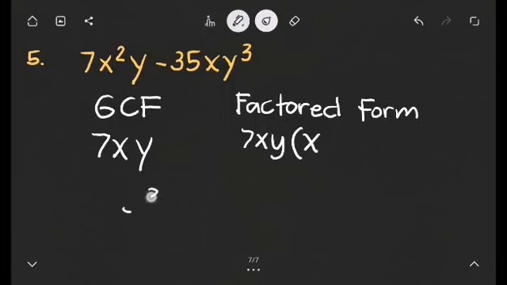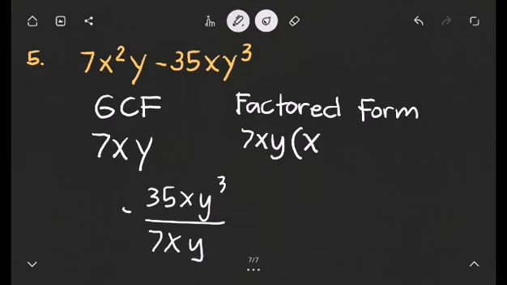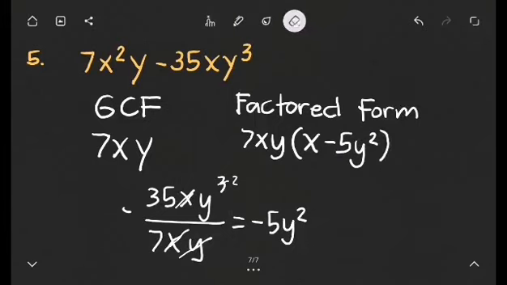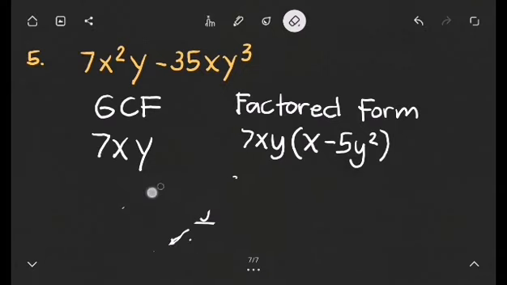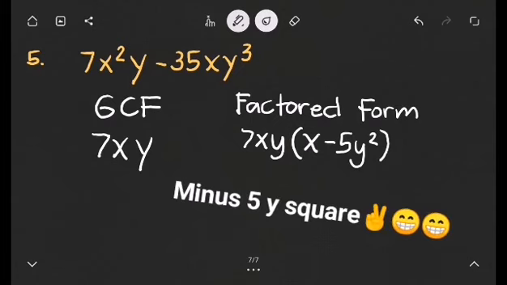So, ang second term natin is negative 35xy cube divided by the GCF 7xy. So, 35 divided by 7, we have negative 5. X divided by X, so maka-cancel na natin to. So, y cube divided by y, so ito cancel. So, this will become y squared. So, meaning to say, ang second term natin inside the parenthesis is negative 5y squared. So, again, when we factor the given binomial 7x squared y minus 35x y cube using 7xy as their GCF, the factored form is 7xy times the quantity of x minus 5y squared.